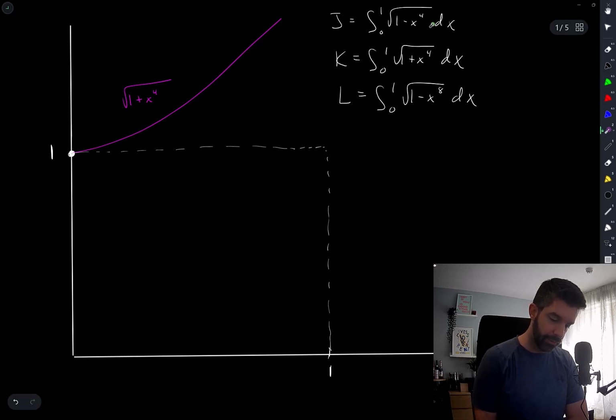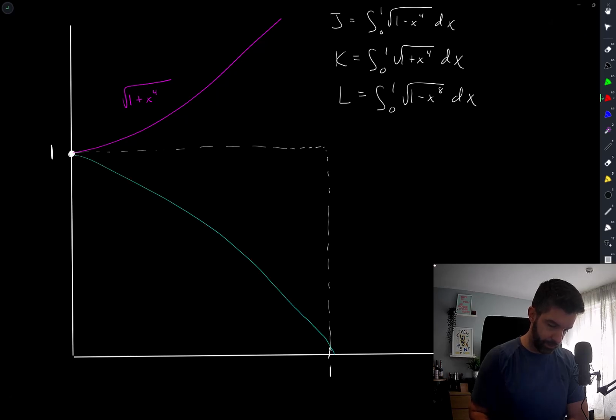Okay, so when x is between 0 and 1, obviously this thing is also between 0 and 1, but which of these things is bigger? For a number between 0 and 1, the higher the power I raise it to, the smaller it gets. So x to the 8 is smaller than x to the 4, but because there's a minus sign, it means this function is larger than this function. So I don't know exactly what it's going to look like, something like this.